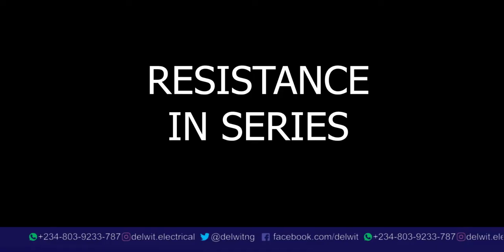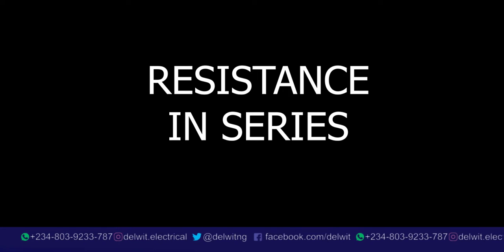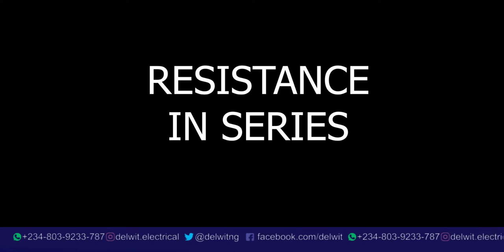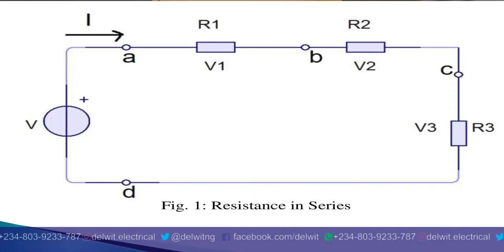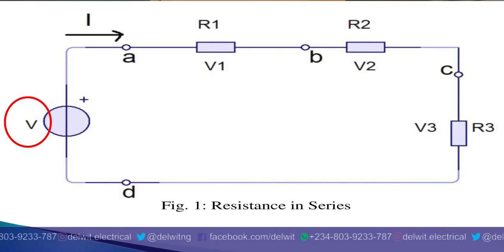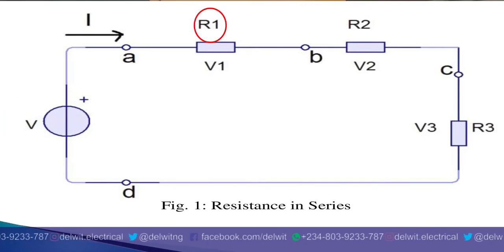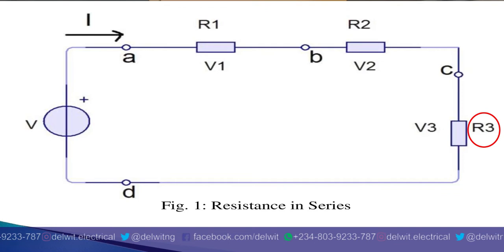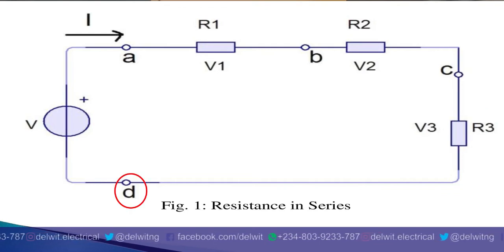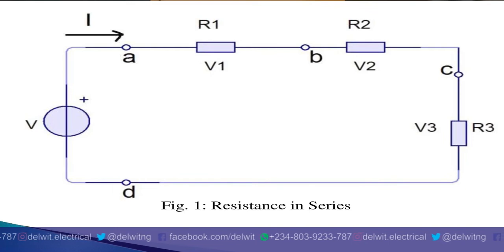Now, resistance in series. Resistances are said to be connected in series when the same current flows through all elements within the circuit. That means from our circuit here, the current flowing from the voltage source goes through R1, goes through R2, goes through R3, and comes back. So it's the same current that flows through. So this circuit is said to be connected in series.